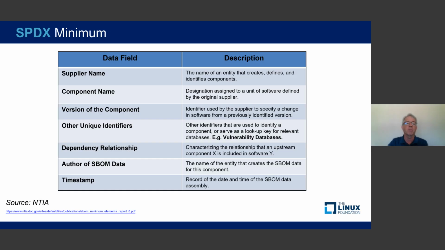And then this is really important, the other unique identifiers. We have a little bit of a problem in the software industry, in that there's no universal package code. There's no one naming convention that we have to be able to uniquely identify every software package. There happens to be many of them, actually, especially in the open source world. So these other unique identifiers are a way to capture those.